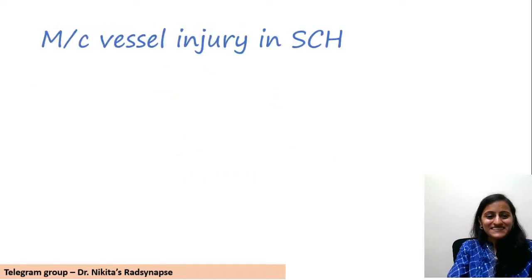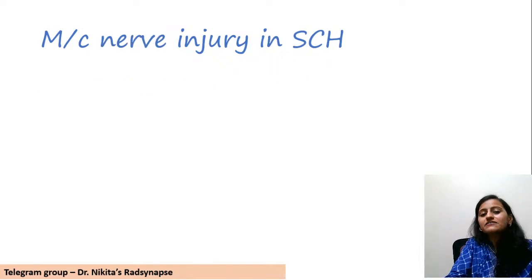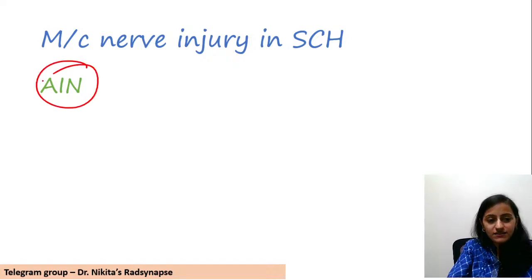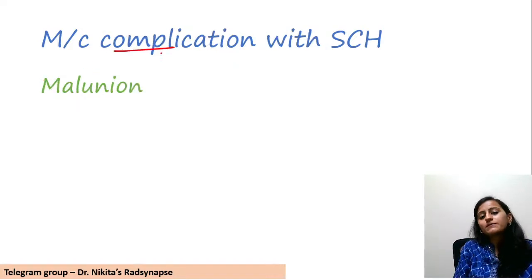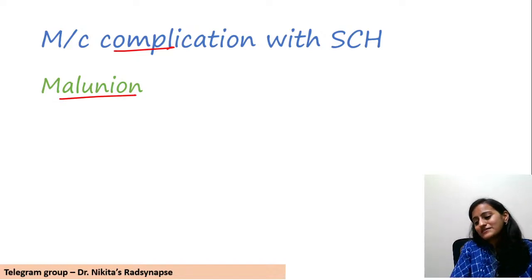Absolutely. What is the most common vessel injury in supracondylar humerus fracture? That is your brachial artery, right? You have the brachial artery going there. The nerve injury, that is your anterior interosseous nerve, and the most common complication is your malunion, and you get your cubitus varus deformity, right? The cubitus varus.